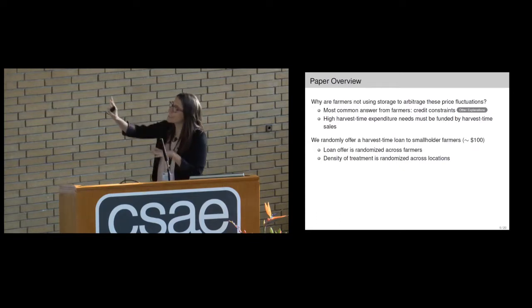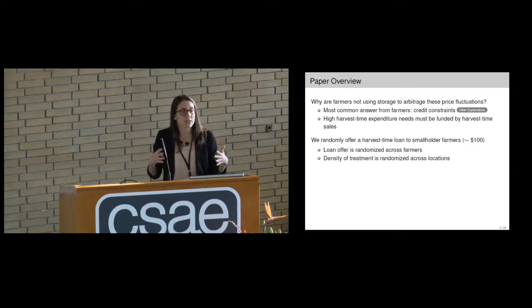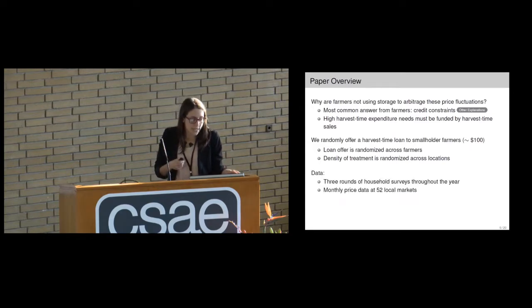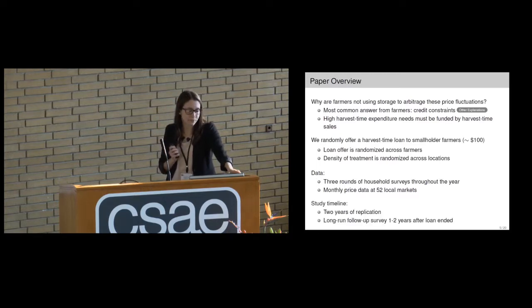We also randomize the density of this loan across locations, and that's going to allow us to look at what happens at a market level on things like prices when we enable more storage in a given area. In terms of data, we collect 3 rounds of high-frequency household surveys throughout the year, and we also collect monthly price data at 52 local markets throughout our study area.